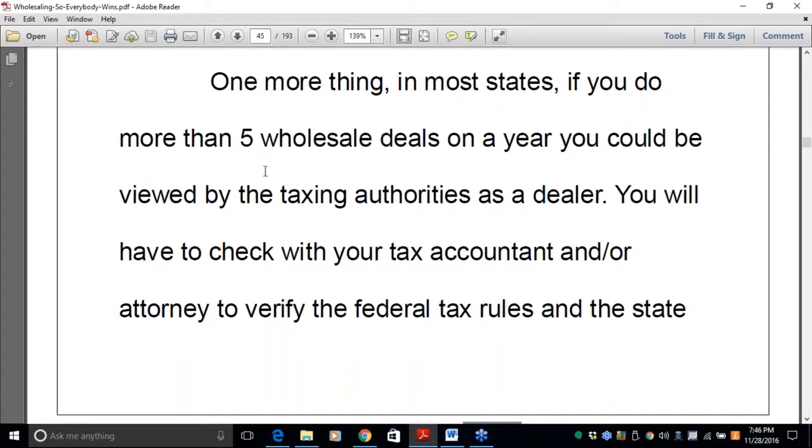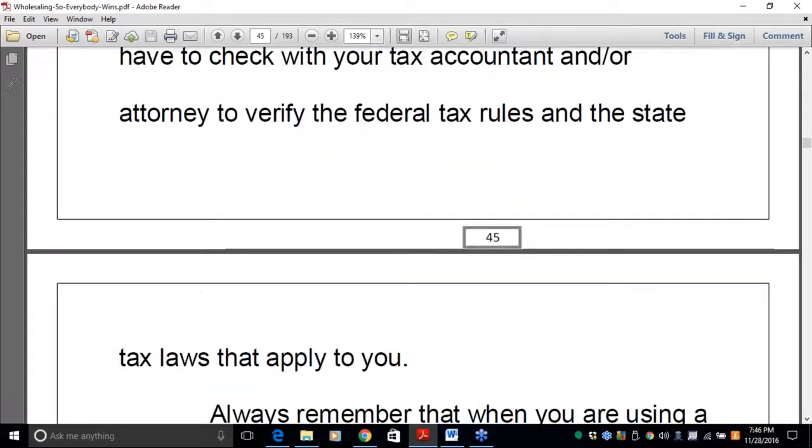Just remember that. Five deals, you could be determined to be a dealer. In fact, I wouldn't even take the risk. You might get away with it. You might not, but why take the risk? I mean, for a mere few hundred dollars, it is well worth it to set up an LLC.